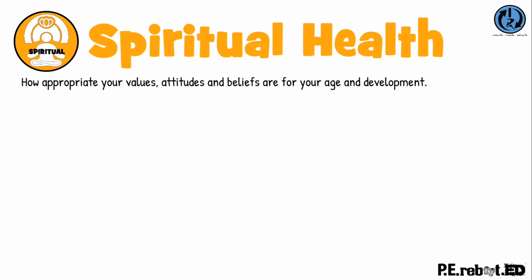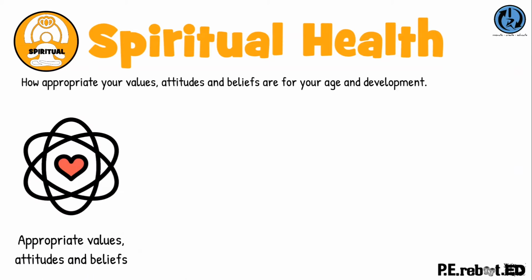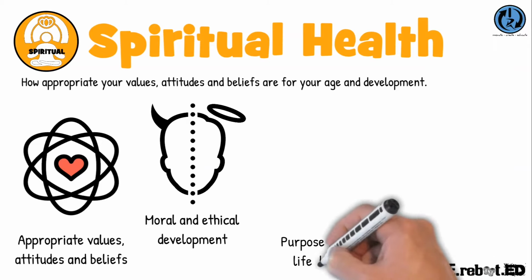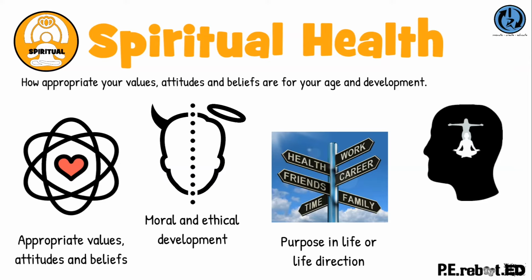and govern their behaviors. The spiritual dimension incorporates elements such as appropriate values, attitudes, and beliefs, moral and ethical development, your purpose in life or life direction, and your faith or commitment to beliefs. Optimal spiritual health will allow for sensible decision-making and behaviors, and interactions based on a well-set moral compass. It will aid in giving life a purpose, which in turn helps to achieve goals, to maintain a proper perspective on life and overcome adversity.